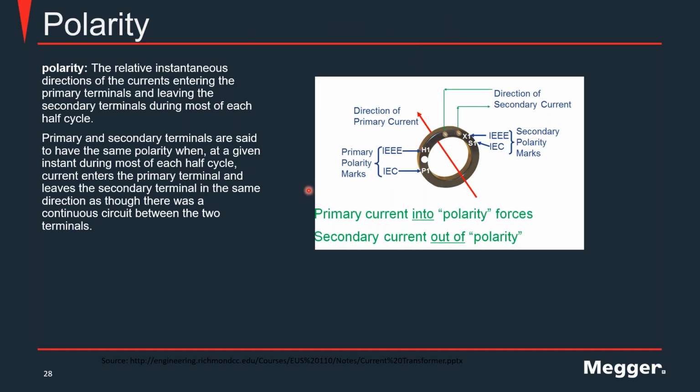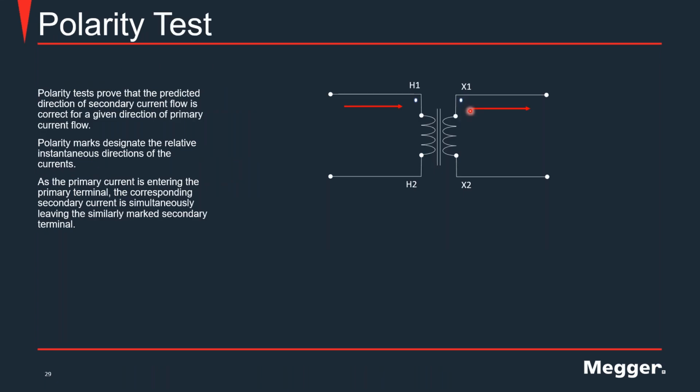So polarity. The polarity is relative, instantaneous. We can go over all of that, but the reality is that the easiest way to see it is that if the current on the primary goes into polarity, then the current on the secondary goes out of polarity. That's the easiest way to see it. Schematically, we would see it something like this. We have our polarity points here, our polarity marks. We have H1 and X1 on this transformer. If the current goes into polarity, that means that on the CT, it has to go out of polarity.